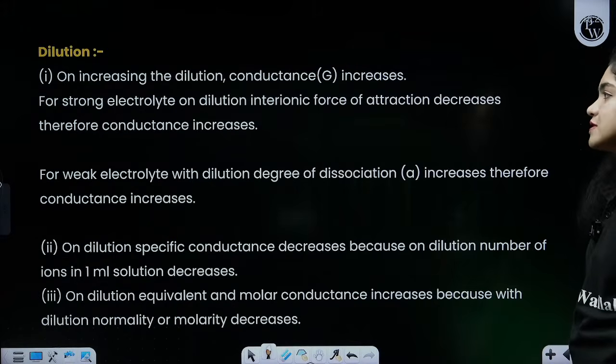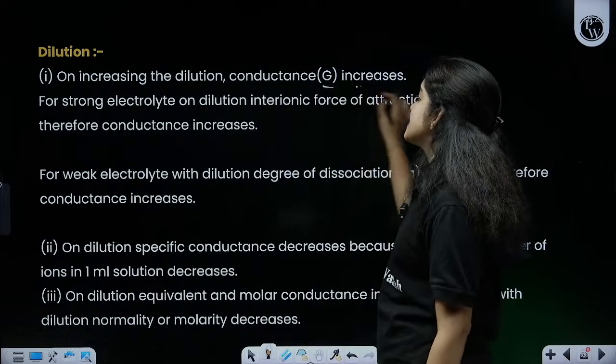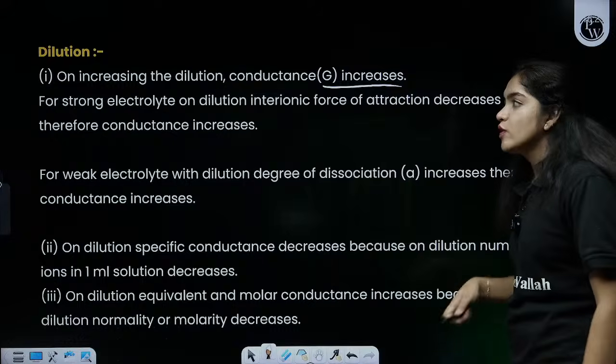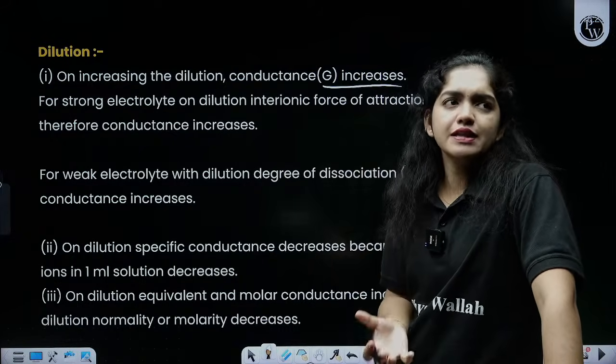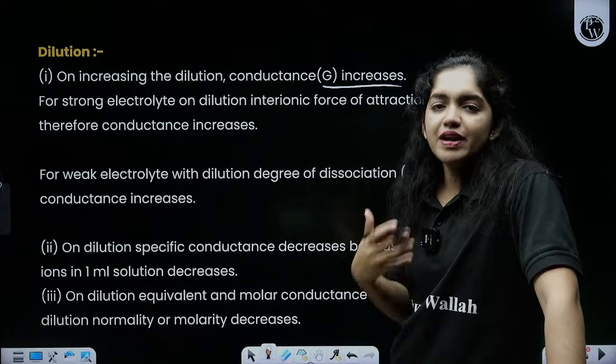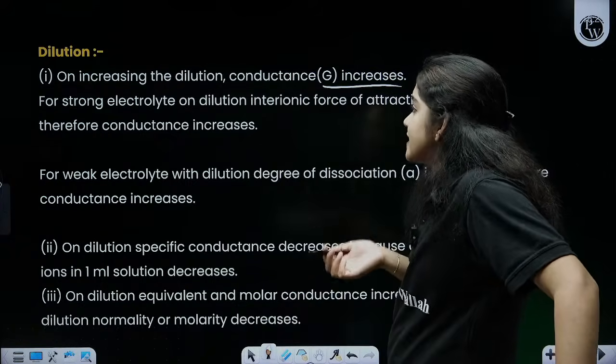Now we are going to the next one, dilution. Dilution is also important. Dilution increases, the conductance increases. Why? Dilution increases means, for example, if we are diluting an acid solution, we are adding water. So when we increase the dilution, the concentration decreases, right? So when dilution increases, the conductance increases.